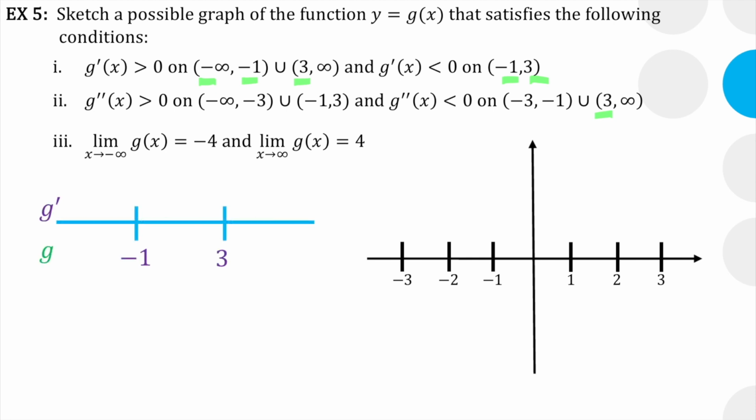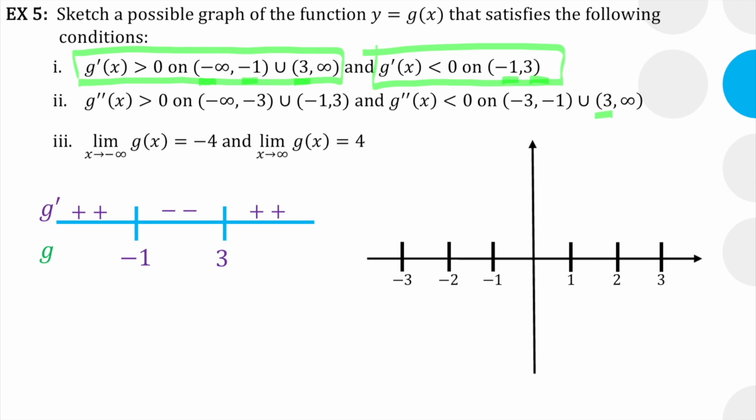And then we'll start by examining the first derivative. So we are positive in the first derivative from negative infinity to -1 and 3 to infinity. And then we're negative on the first derivative between -1 and 3. So what does that mean for our parent graph? It's increasing until -1, and then there's some sort of a maximum. And then it's decreasing to 3, and there's some sort of a minimum, and then it's increasing again.